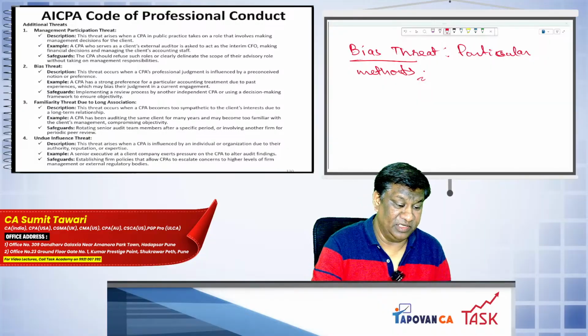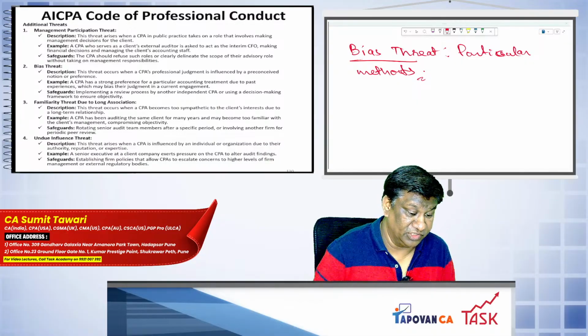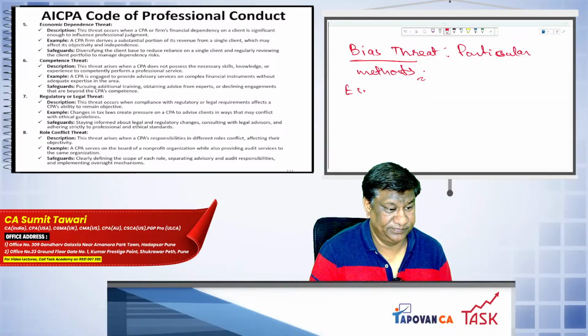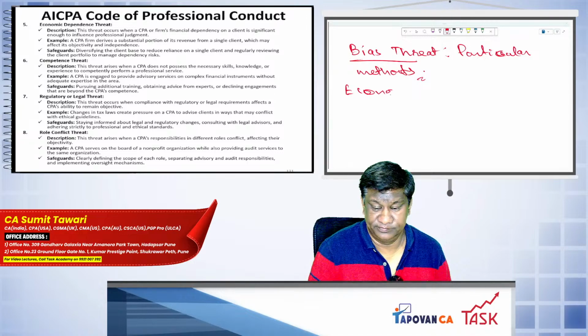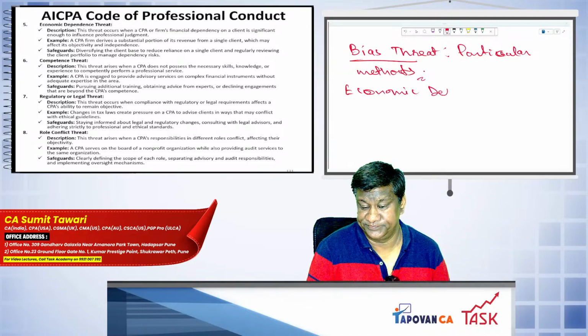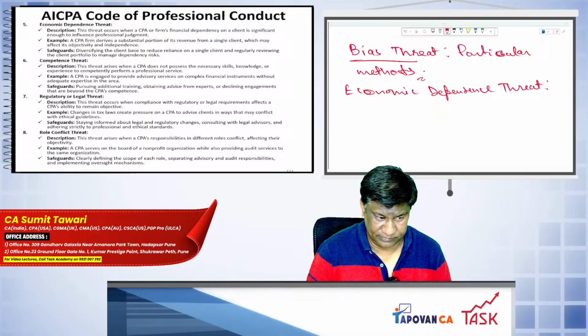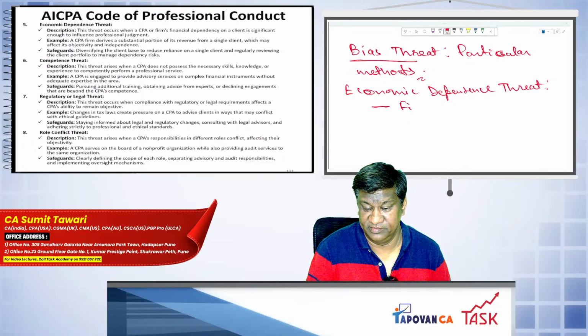Then familiarity threat we already discussed. Undue influence threat we already discussed. Economic dependence threat. Any guess? If that client is a big client and our financials are somewhat dependent on him, he can become a financer for any other project. Yes, financer.